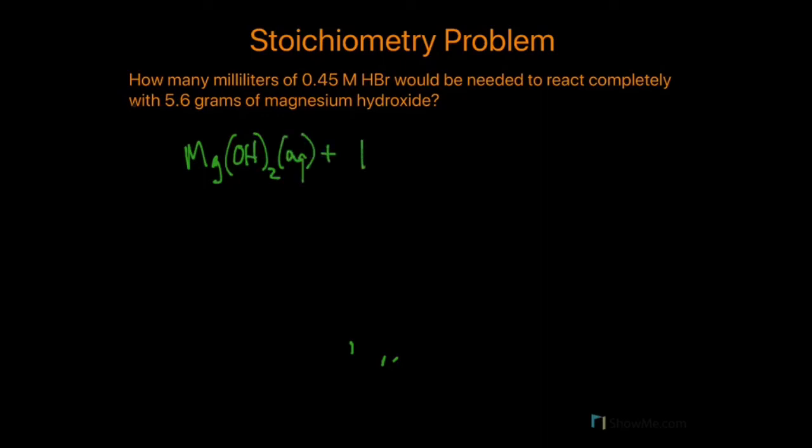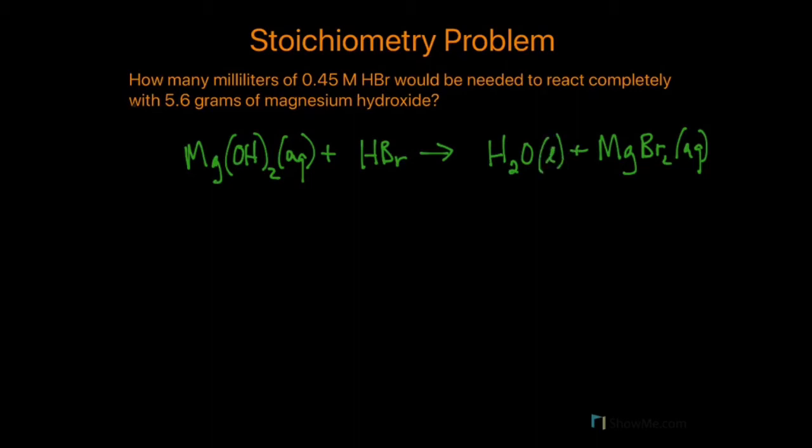So magnesium hydroxide plus hydrobromic acid. This will give us, this is a double displacement reaction, or you can think of it as an acid-base neutralization reaction. Anyway, the products are going to be water plus magnesium bromide. Okay, so now we're going to balance our reaction. And we're going to produce 2 moles of water, and we're going to use up 2 moles of hydrobromic acid.